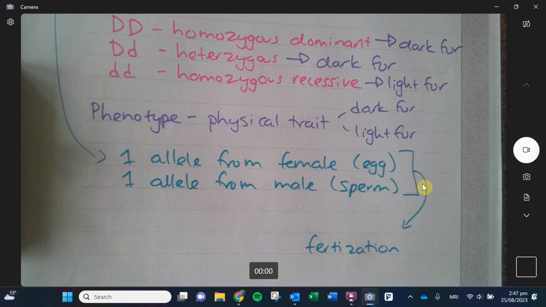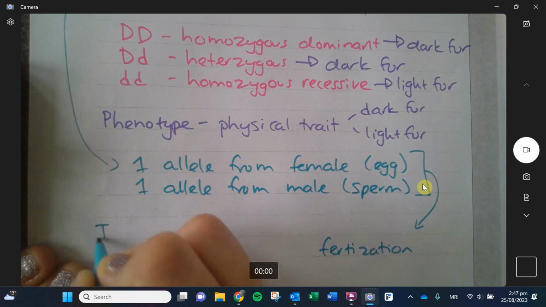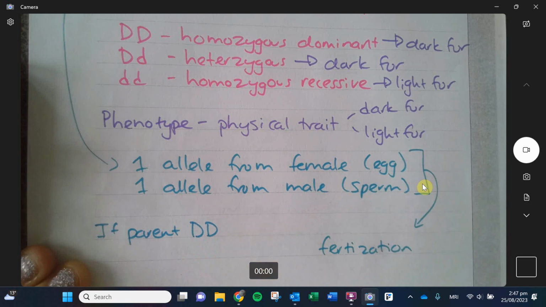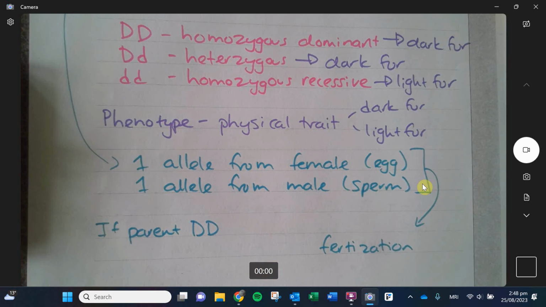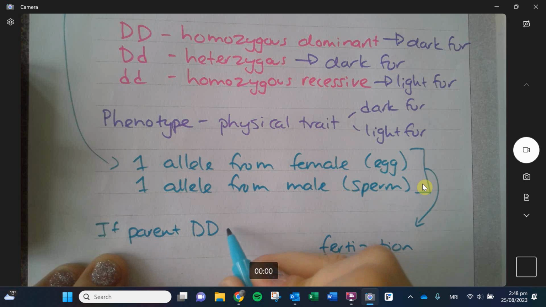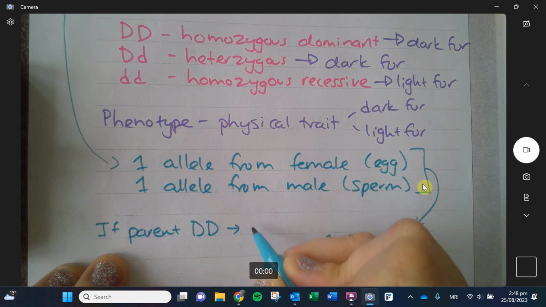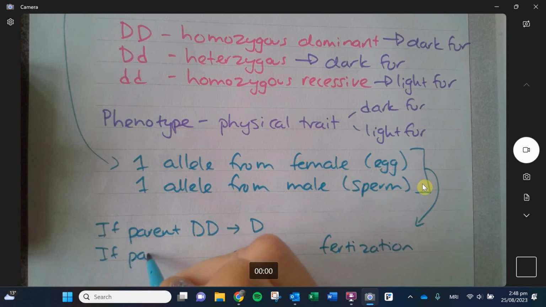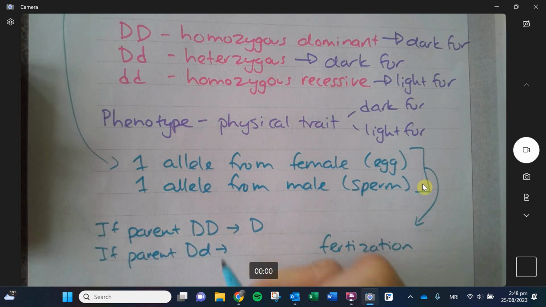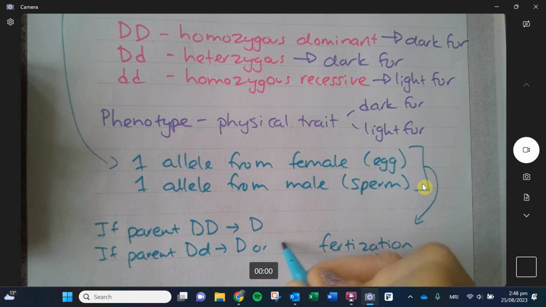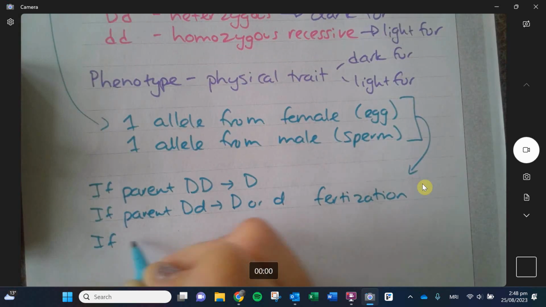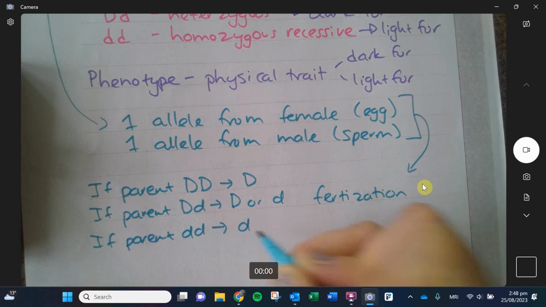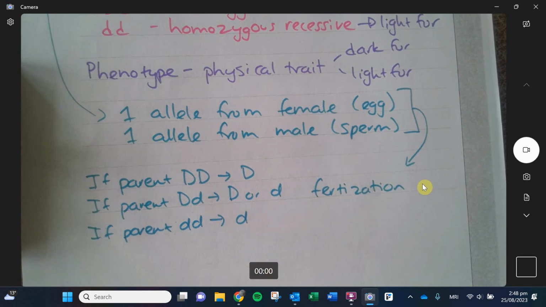Cool. So if my parent was homozygous dominant, capital D, what possible alleles could it pass on? It can only pass on the one, so it can only pass on the capital D to its offspring. If my parent is heterozygous, it can pass on a capital D or a lowercase d. And if my parent is homozygous recessive, it can only pass down the little d.